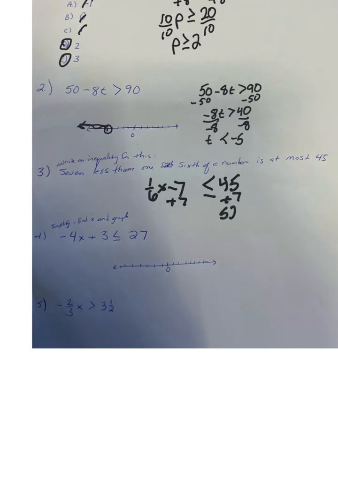We get 52. And then I'm going to have to multiply by 6/1, because I'm going to flip-flop that, so that I get x times 6/1. And it's 312. So x is going to be less than or equal to 312.